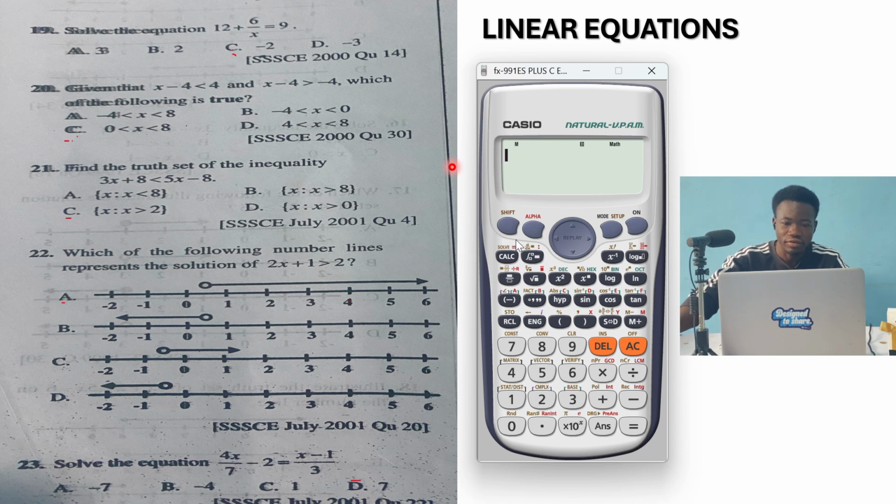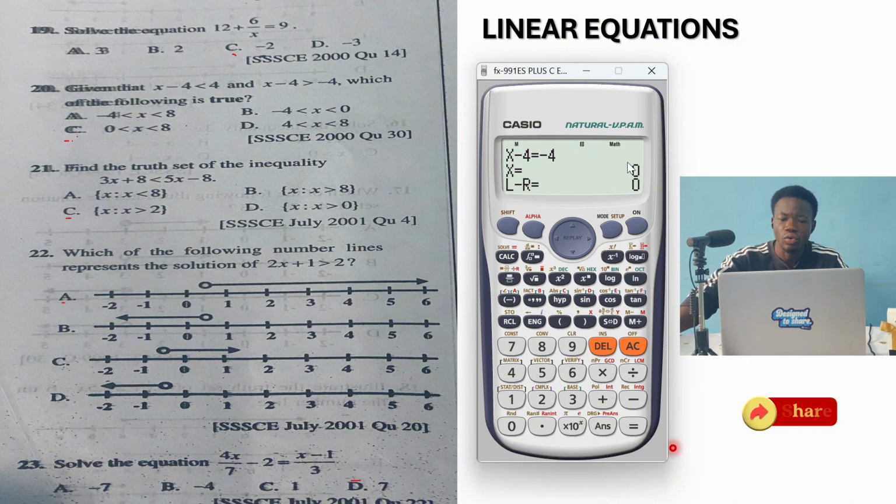We have x. Let me just get the same thing, because the same question that we have is only that here is negative. So I just add a negative. So x minus 4 equal -4. And you press shift and solve. If you press the equal sign, I'm not going to solve for you. So we use solve to solve it.